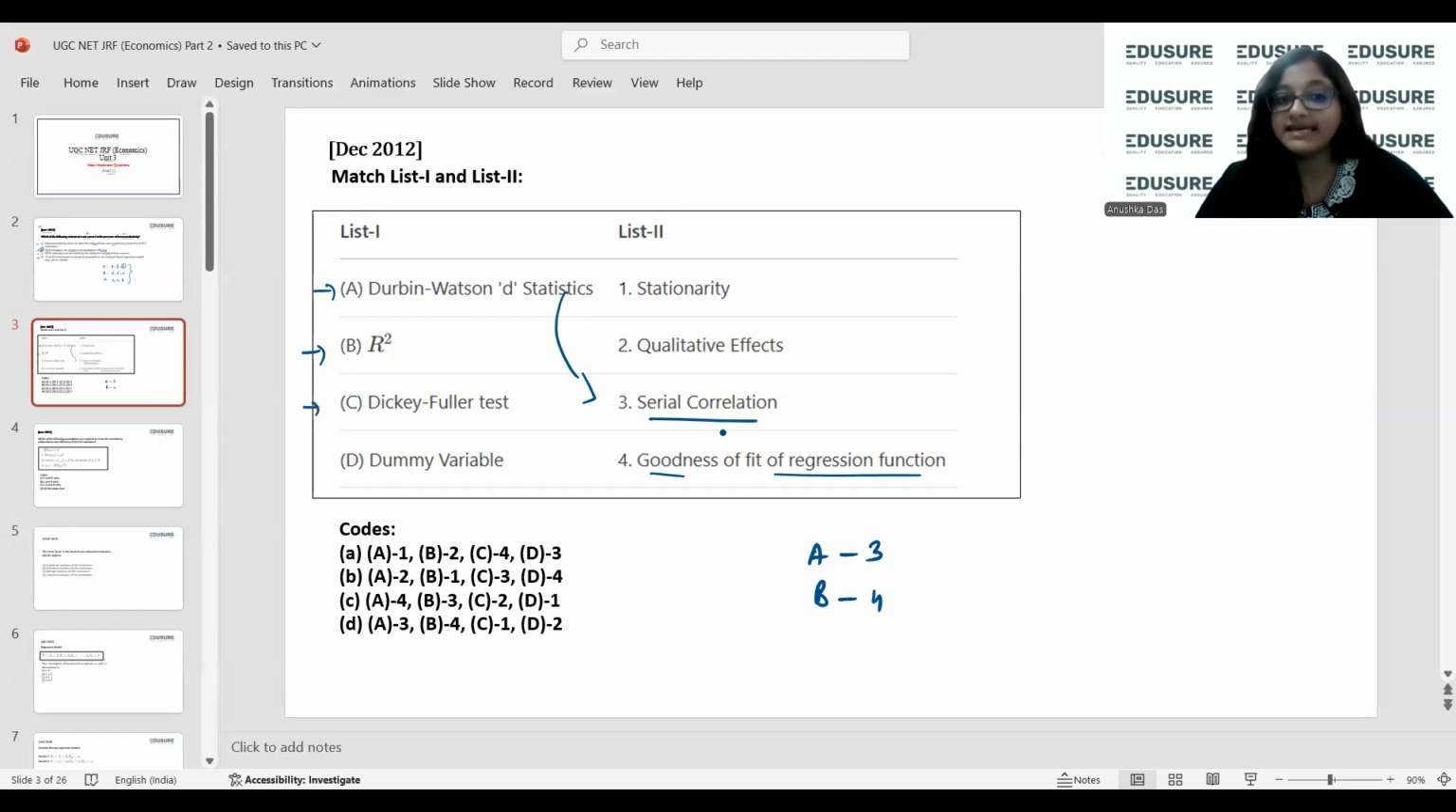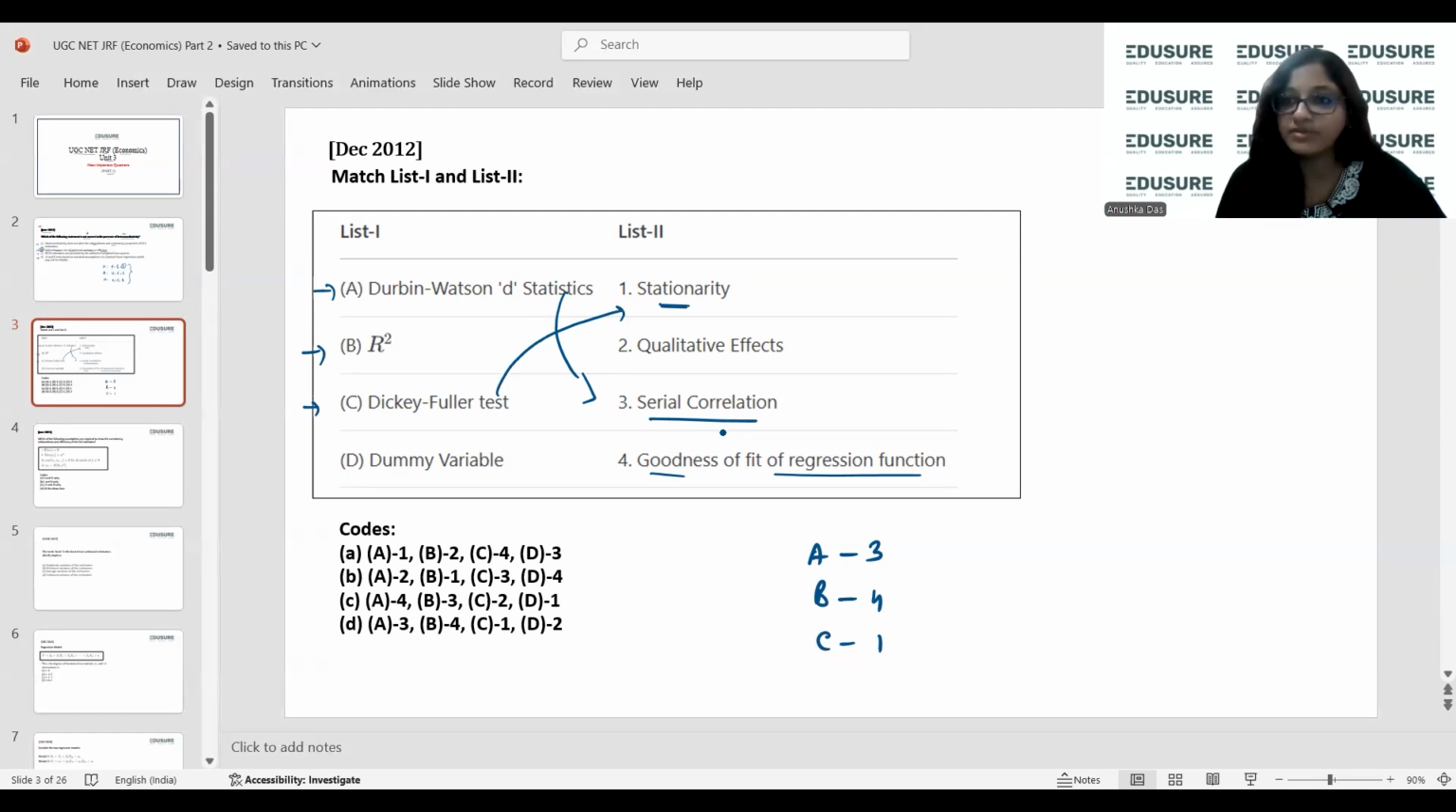Now option C is the Dickey-Fuller test. The Dickey-Fuller test is used to measure stationarity. Stationarity is a time series concept. So basically, when is a process stationary? In time series, we write the model as processes. You have autoregressive processes, various kinds of moving average processes. So when will you call a process stationary? A process will be called stationary if the statistical properties of those processes are independent of time.